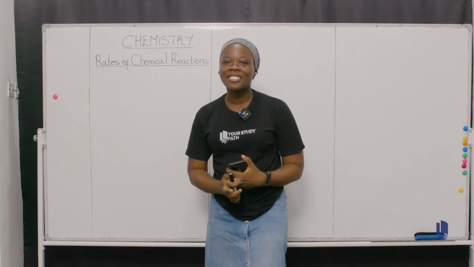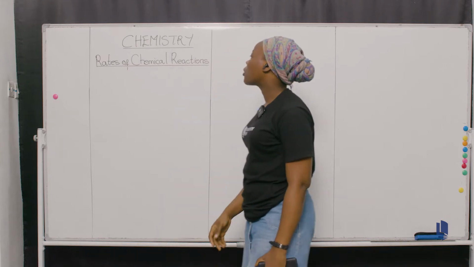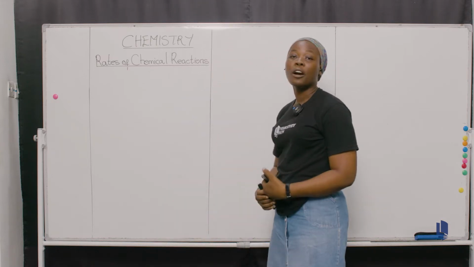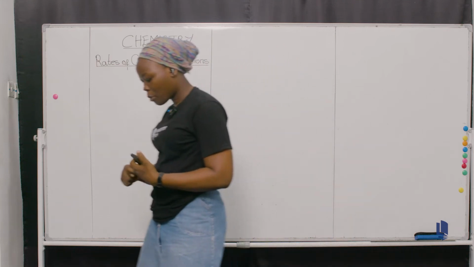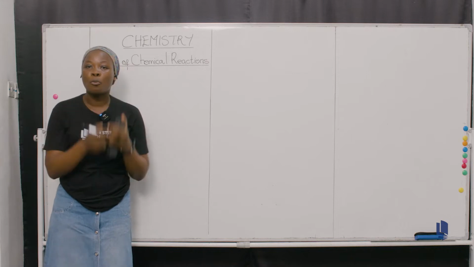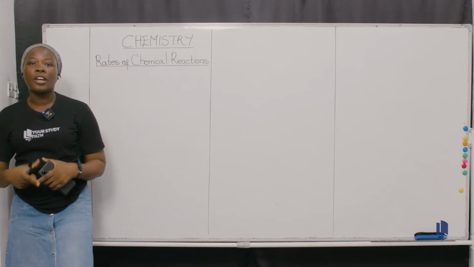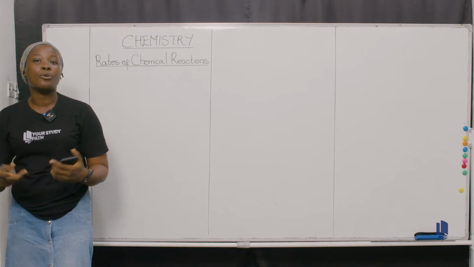Good afternoon, class. This is Chemistry Life class, and today we'll be considering rates of chemical reactions. I'm sure we are familiar with chemical reactions. A chemical reaction is reactants moving to products. That means it's a chemical change that involves substances undergoing this change in order to form new products.